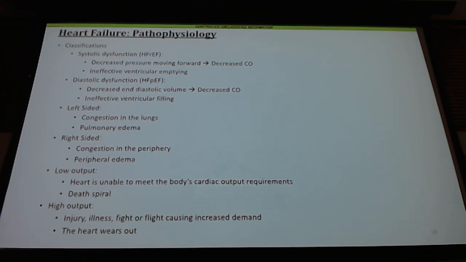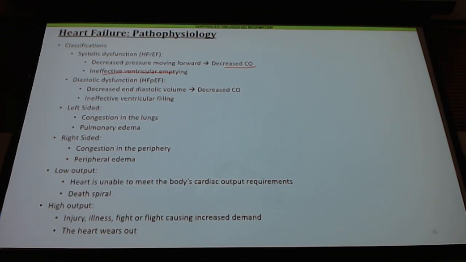So when we talk about a systolic dysfunction, or HFrEF, heart failure with reduced ejection fraction, ultimately what's happening is we're having that decreased cardiac output, okay? But that decreased cardiac output is actually because the ventricle does not empty like it should. So reduced ejection fraction. So now instead of a 50 to 70% ejection fraction with every heartbeat, maybe I'm only at 30% gets ejected out of the heart, okay?